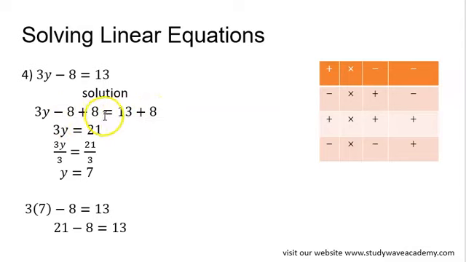Minus 8 plus 8 will give us what? 0, correct. It's the same thing as 8 minus 8, which is 0. So we have 3y equals 21. 13 plus 8 will give us what? 21. So we are trying to make y stand on its own.